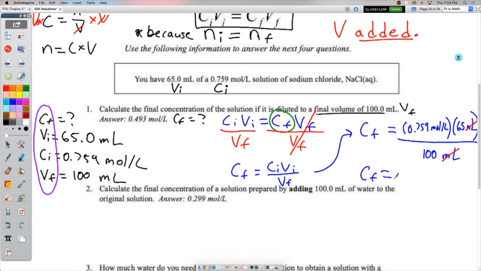So the final concentration, if we change the volume from 65 milliliters and we add water until it's 100 milliliters, is going to be 0.493 moles per liter. That'll be the new concentration. Always check, ask yourself, does this make sense? We added water, so would this get saltier or less salty? If we were to take a sip, would it now be less salty? Well, we watered it down, so the concentration should be lower, right? And good, it did. It went from 0.759 to 0.493. Never be a robot, always think about your answers. That checks out with what I would have predicted.